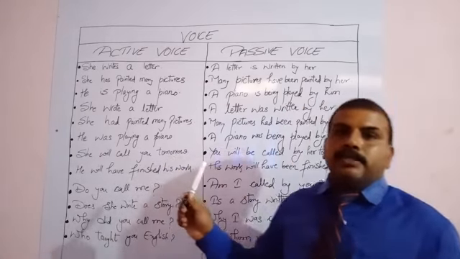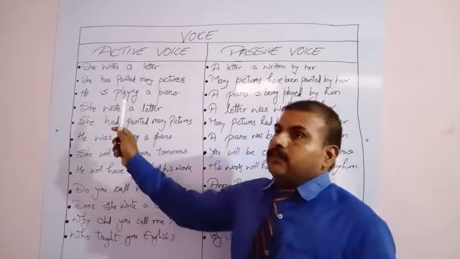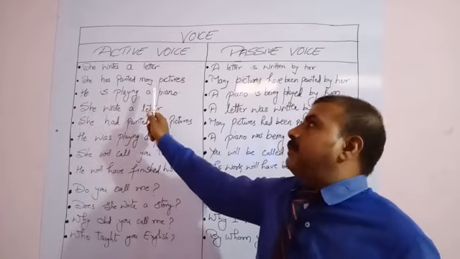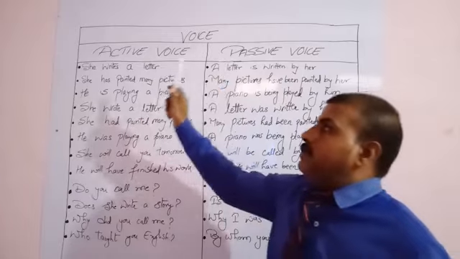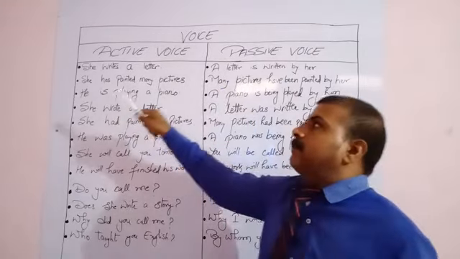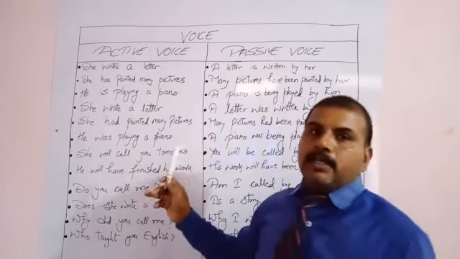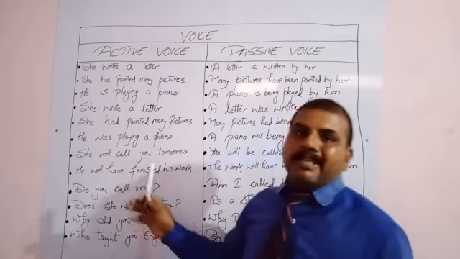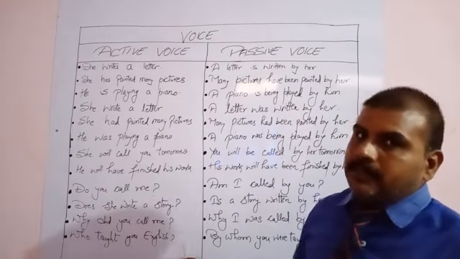The only change is what? In active voice, the doer of the verb is the subject and the receiver of the verb is the object. In passive voice, the receiver of the verb becomes the subject and the doer of the verb becomes the object. This is the only change you have to make.